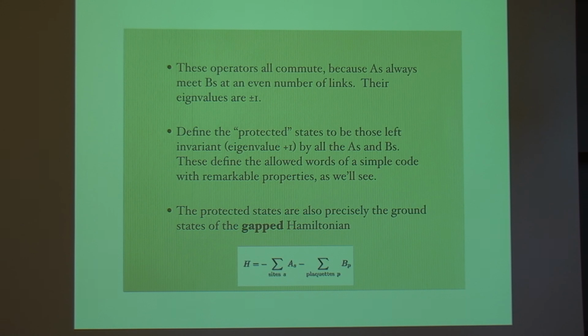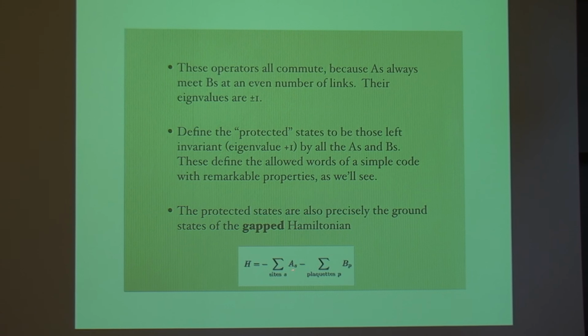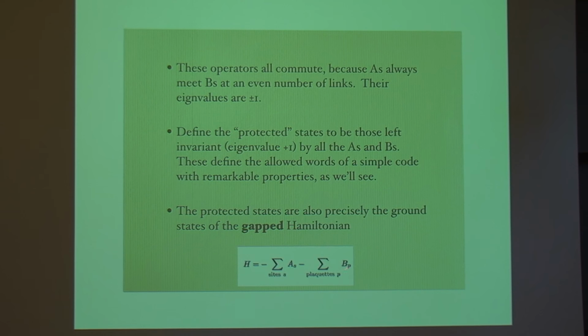So the ground state of that Hamiltonian, which is simply minus all the A sub s's associated with all the sites, minus the B's associated with all the plaquettes, the ground state of that Hamiltonian, which is, by the way, manifestly gapped, because the eigenvalues are discretely separated. Well, it's gapped in any reasonable sense. I should say that the ground state is 4-fold degenerate.